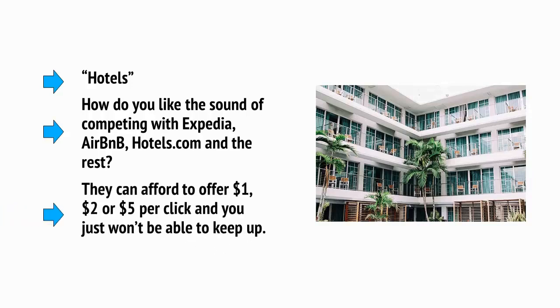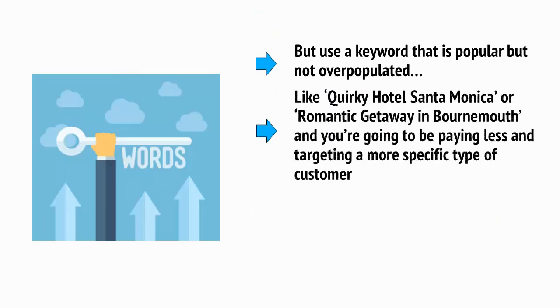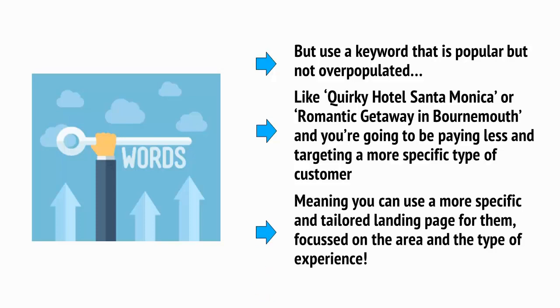They can afford to offer $1, $2, or $5 per click, and you just won't be able to keep up. But use a keyword that is popular but not overpopulated, like quirky hotel Santa Monica or romantic getaway in Bournemouth, and you're going to be paying less and targeting a more specific type of customer, meaning you can use a more specific and tailored landing page for them focused on the area and type of experience.